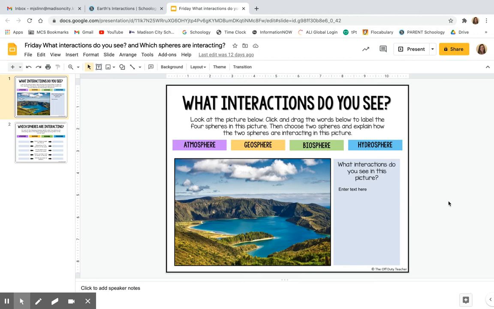I want you to listen to the information I'm going to share with you. Choose two spheres from the image on this first slide. Explain the interactions that you can see occurring in the picture.